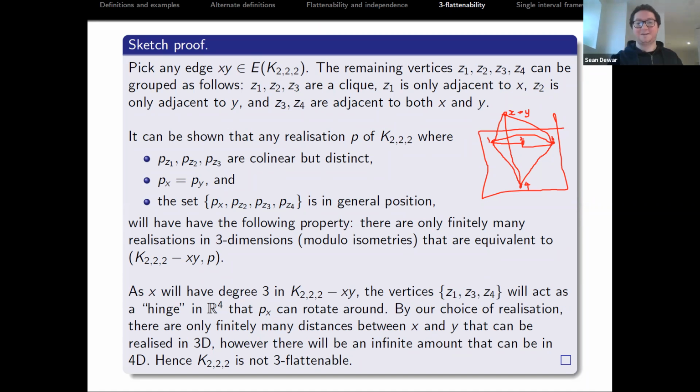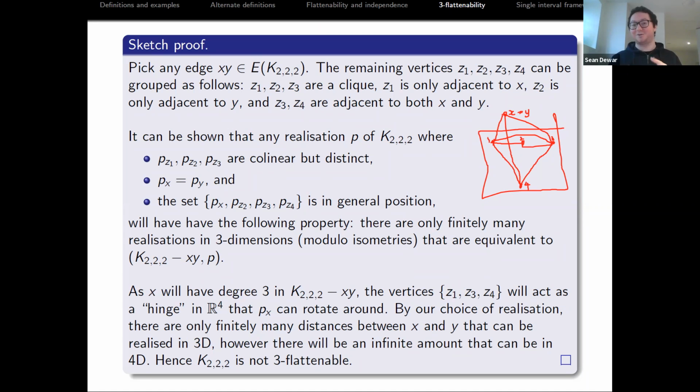Now, I said that there's only finitely many realizations in 3D of K222 minus XY, P. So there's only finitely many distances that we can possibly have between PX and PY in 3 dimensions. But in 4 dimensions, because we have a continuous flex, we have an infinite amount. So obviously, only finitely many of them can be realized. Most of them can't be realized.